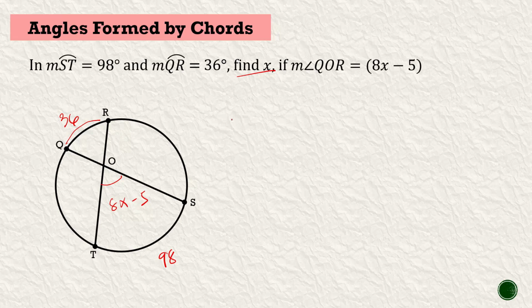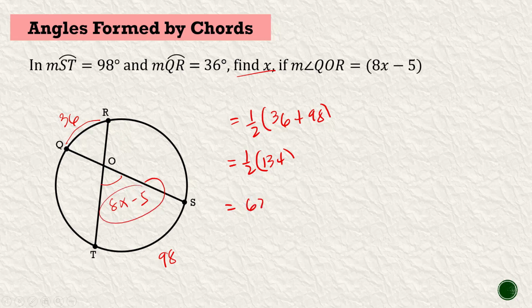So in order for me to do that, I'm going to find the measurement of that angle. So apply the theorem, obviously. 36 plus 98, half of that is going to be that angle. So 1/2 of 36 plus 98, so 134. Half of 134 is equal to 67. So meaning this 8x minus 5 is equal to 67. So 8x minus 5 equals 67.